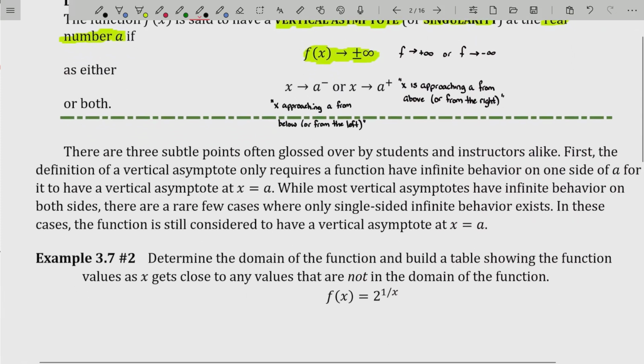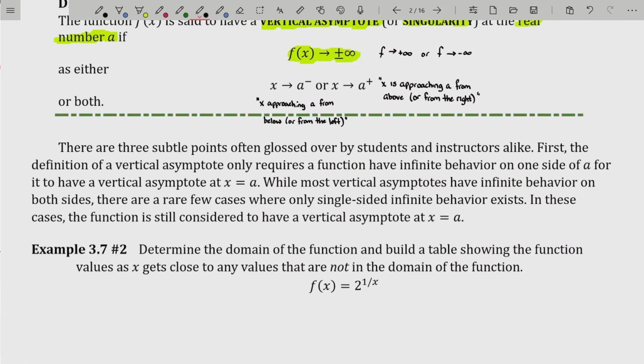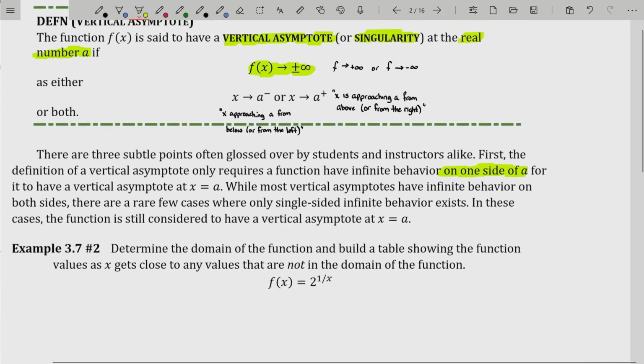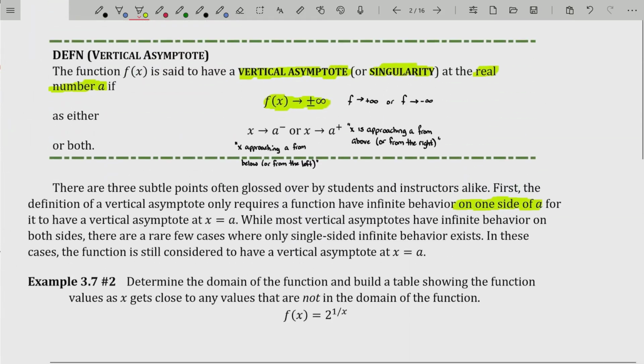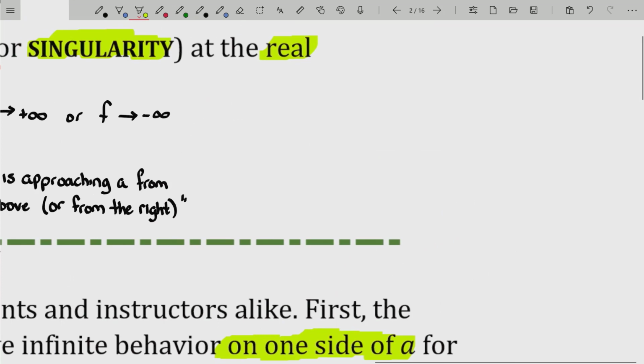There are three subtle points, though, that often get glossed over by both students and professors alike. First, the definition of a vertical asymptote only requires a function to have infinite behavior on one side of a for it to be called a vertical asymptote at a. That is, you could have a function, so maybe I should write this off to the side here, because I have an example over there.